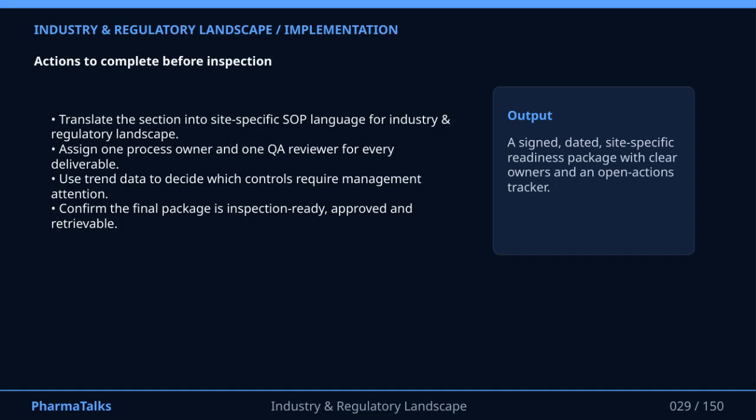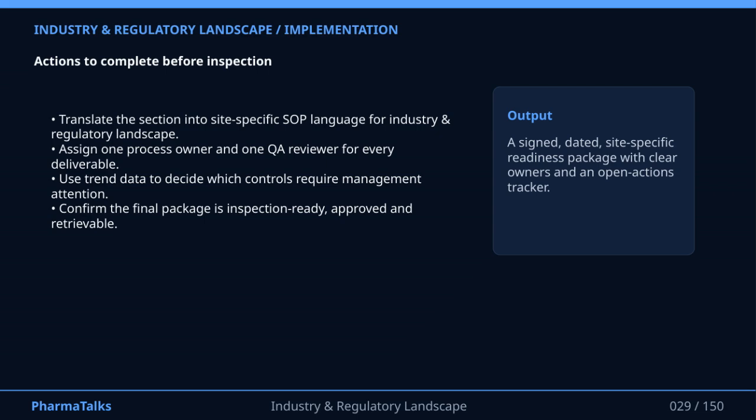Before an inspection, it's crucial to take specific actions to ensure everything is thoroughly prepared. First, translate the relevant section into your site's standard operating procedures, making sure it fits the specific industry and regulatory environment you operate in. Next, assign clear responsibilities by designating one process owner and one quality assurance reviewer for each deliverable. This helps maintain accountability and quality control throughout the process.